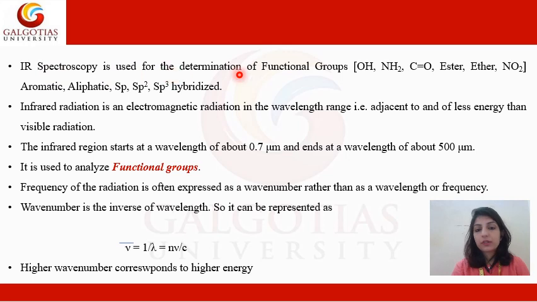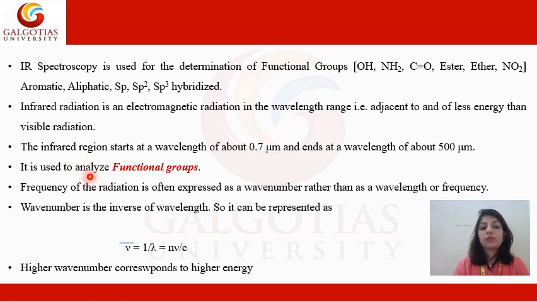IR spectroscopy is used for the determination of functional groups like OH, NH2, C=O, ester, ether, NO2, aromatic, aliphatic, and sp, sp2, sp3 hybridized carbon. So each and every type of functional group we can determine by using IR spectroscopy. Infrared radiation is electromagnetic radiation in the wavelength range adjacent to, and of less energy than, visible radiation. So it lies just after the UV-visible radiation. The infrared region starts at a wavelength of about 0.7 micrometer and ends at about 500 micrometer.